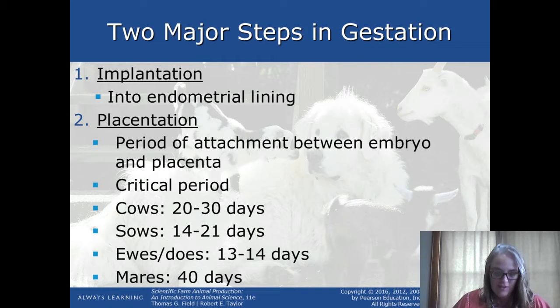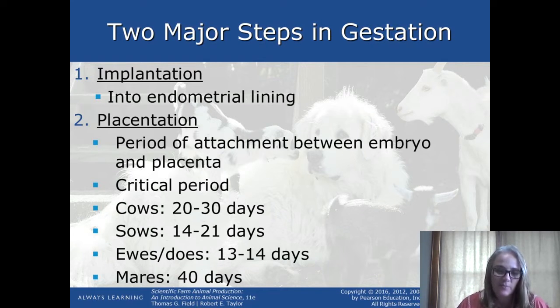Now, in gestation, we really divide it, when we're studying it, into two separate parts. The first is called implantation. The second is placentation. Implantation is much shorter. It's that period of time where the embryo implants itself into the endometrial lining. Now, the second part, placentation, is quite a bit longer, and this is the period of attachment between the embryo and the placenta.